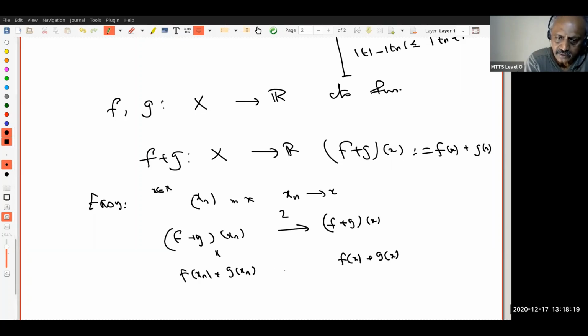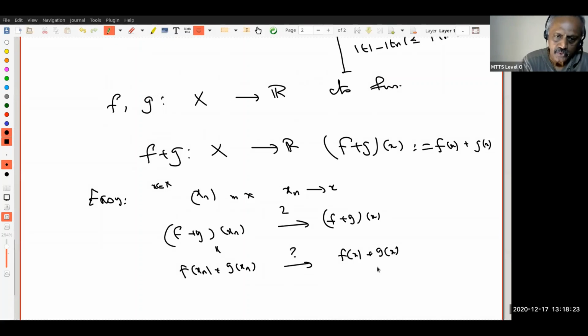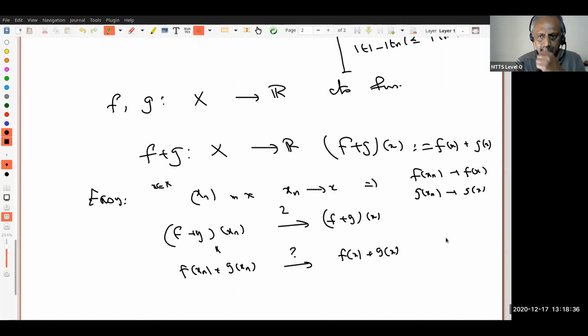So I have to check whether they converge. But what do I know? f is continuous, and xn is a sequence such that xn converges to x. This implies f(xn) converges to f(x). This is a sequence of real numbers. Similarly, g(xn) converges to g(x). Now these are two sequences of real numbers which converge, therefore their sum also converges. That is, f(xn) plus g(xn) converges to f(x) plus g(x). So we proved f plus g is continuous.